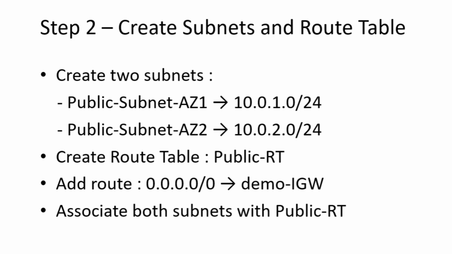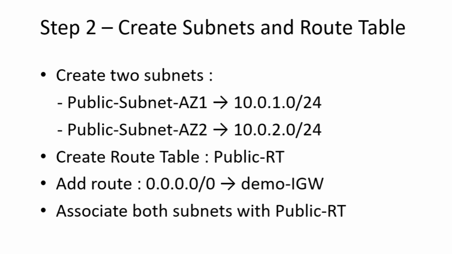Public subnet AZ1 with CIDR 10.0.1.0/24 in AZ1, public subnet AZ2 with CIDR 10.0.2.0/24 in AZ2. By using two subnets in separate availability zones, our application load balancer will be able to balance traffic across multiple zones, giving us fault tolerance.